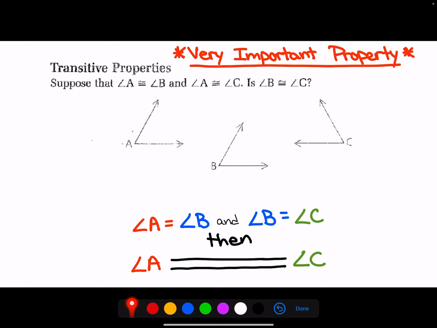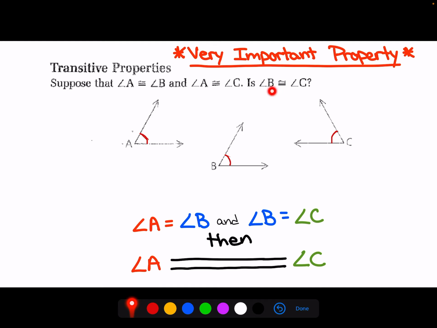The transitive property is a very important property. We've already touched on this once before. Suppose that angle A is congruent to angle B. Let me draw that real quick. A is congruent to angle B, and A is congruent to angle C as well. Is B congruent to angle C? Well, yes. This is the transitive property. A is equal to B, B is equal to C, then I can skip B entirely and say A is equal to C.